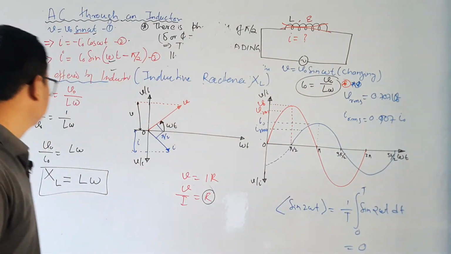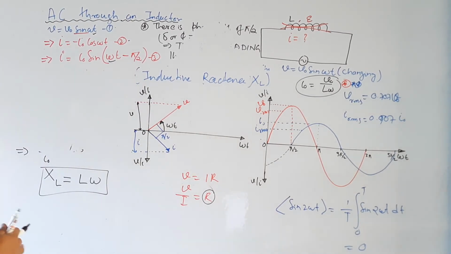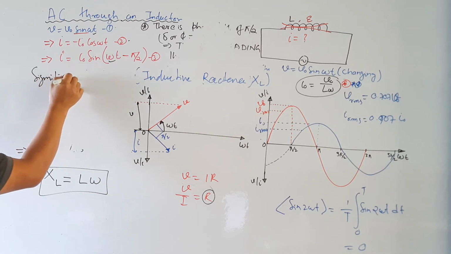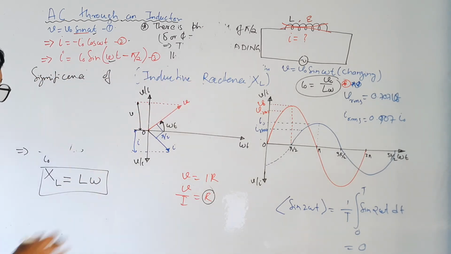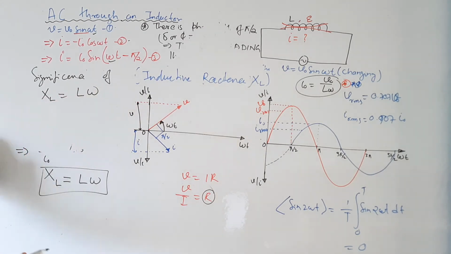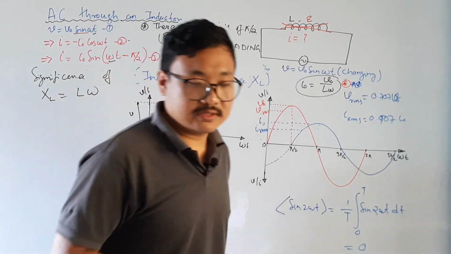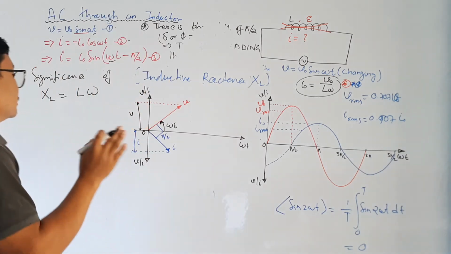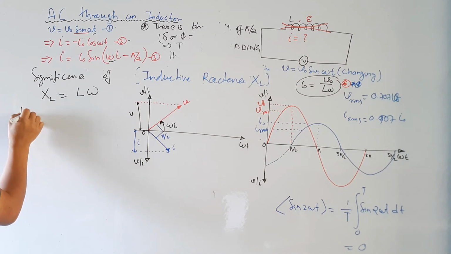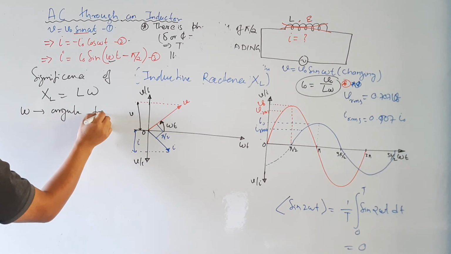It is very important again. The significance of inductive reactance. So inductive reactance XL is equal to L omega. We've done this. It is very important, and this video has become quite a long one, but this is the last part. In two to three minutes we are going to complete this. So what is this omega? This omega is the angular frequency, isn't it?